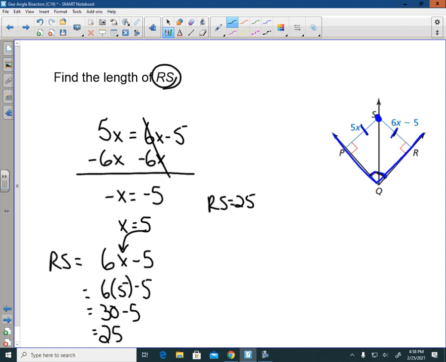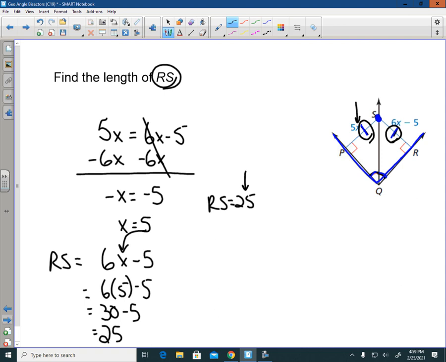Now we could check that because what we know is that RS has to be the same as SP. So if we put a 5 in right here as well, and we ask ourselves, well, what is 5 times 5? Well, it's 25. And since we're getting the same number on both, we know we're right.